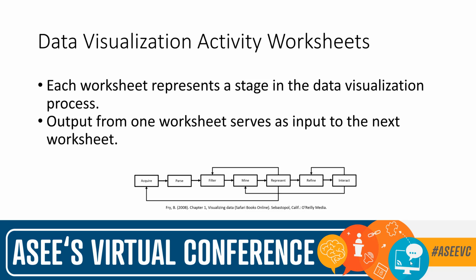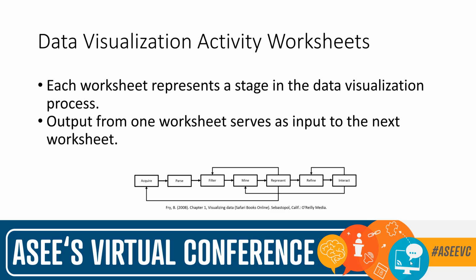Each worksheet represents a stage in the data visualization process. Output from one worksheet serves as input to the next worksheet. In the interest of time, only the first 3 stages of the process and the worksheets developed to explore them are provided in this work. The iterative nature of the process is represented by visual indicators of other stages in the process that are directly impacted by the outcomes from that stage. Although presented in a linear fashion, keep in mind during the visualization process, you can be in any stage of the process at any given time.